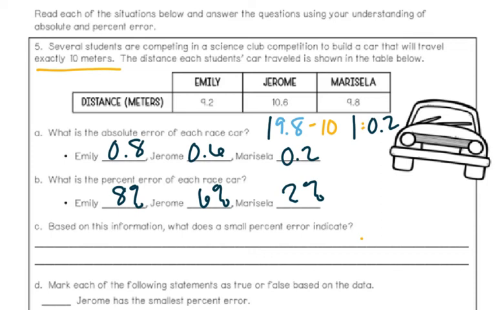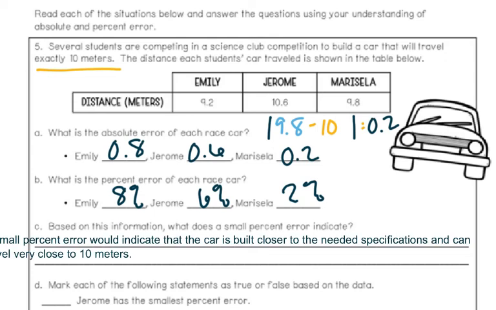The first question says, based on this information, what does a small percent error indicate? With percent error, we're seeing how close our experiment actually came to what we were trying to come to. In this case, we're seeing how close our cars actually came to the 10 meters they were supposed to go. When we're doing percent error, a smaller percent error would indicate that the car is built closer to the needed specifications and can travel very close to 10 meters.